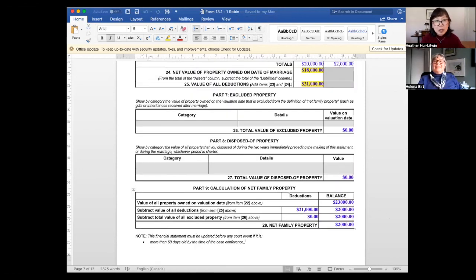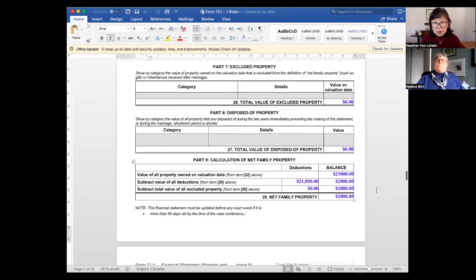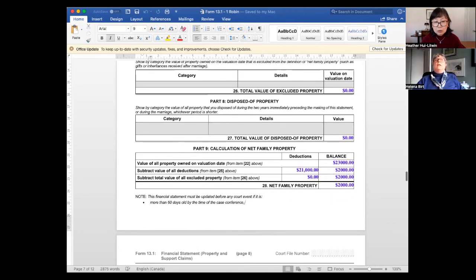I'm going to close this up because that's Robin. So Robin's net family property is $2,000, and her financial statement is not going to change in any of the scenarios that we're going to talk about. Okay, so I'm going to stop sharing now. So now Helena is going to pull up Sandy's Form 13.1 financial statement and walk us through how Sandy's calculations are done, and also how it changes with the matrimonial home situation.